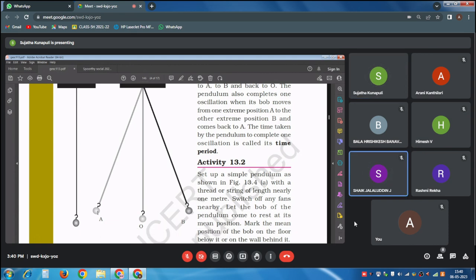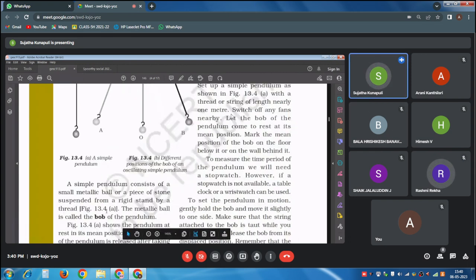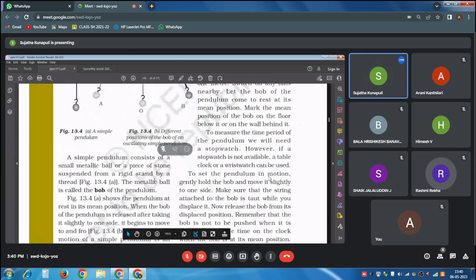Yes, ma'am. Yes, ma'am. Yes, ma'am. Clear? So same distance it will cover.